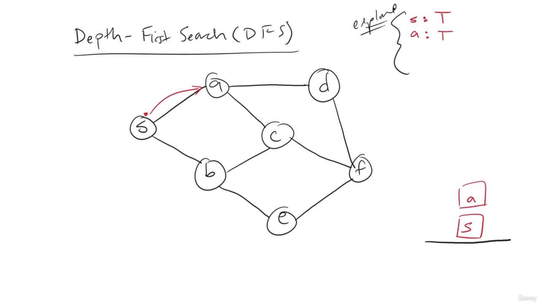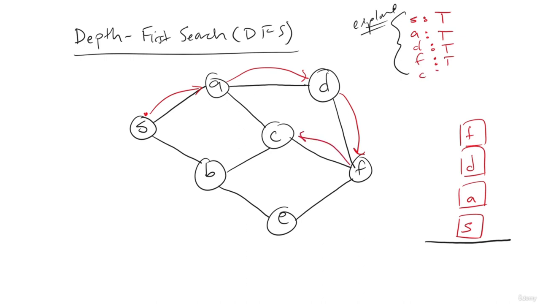When we're at A, let's say we go to D. Then at D, we can go to A or we can go to F, and let's say we go to F. I forgot, just like in breadth-first search, as we're exploring we have to add the nodes to our explored map up here. Then at F, we realize we can go to C or E. Let's say we go to C, and we add C up here and add it to the stack.